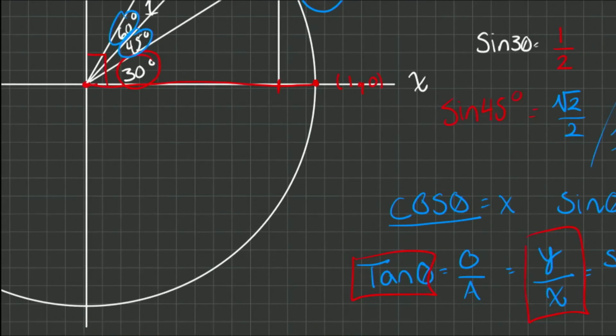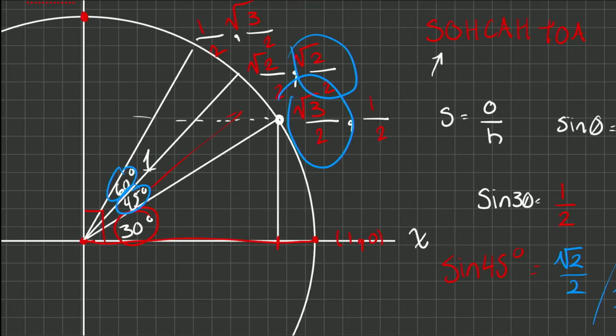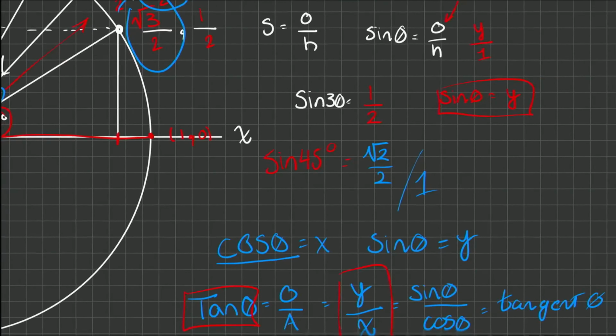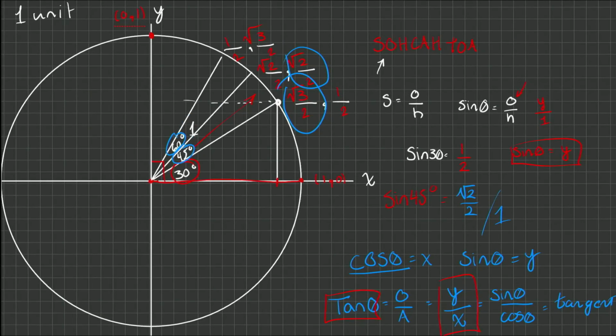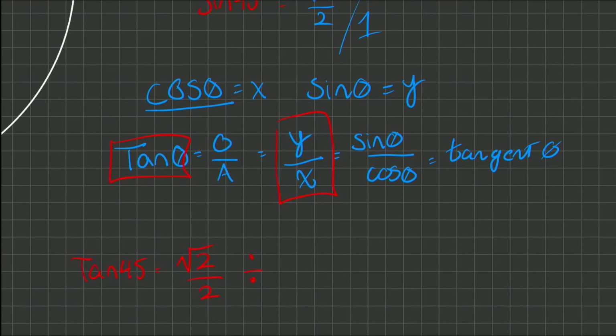Now, if we were asked to find tangent of 45 degrees, we look at our 45-degree triangle here, and our y coordinate is root 2 over 2. So root 2 over 2 divided by our x coordinate, which in this case is root 2 over 2 as well. You're dividing a number by itself, that gives you 1. And if you were to put tan of 45 in your calculator, notice how it's equal to 1.